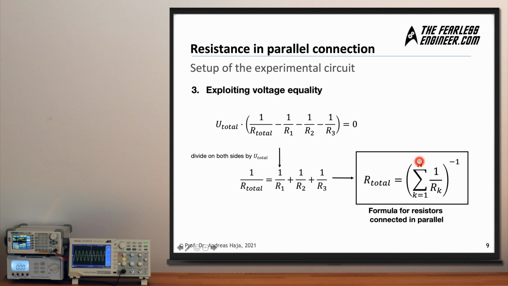If you have n resistors which are connected in parallel, what you do is you sum up the inverted individual resistance values of all n resistors, and then you invert the result of this inner sum here, and what you get is the total resistance of the configuration. This is the formula which you can use in all the cases where you are looking for the resistance of resistors which are arranged in a parallel fashion in a circuit.